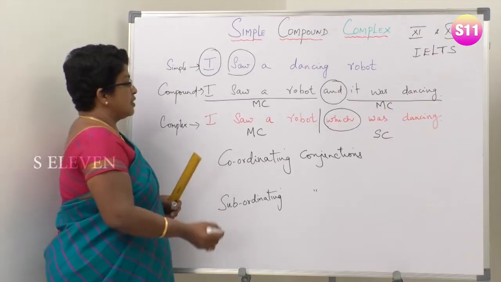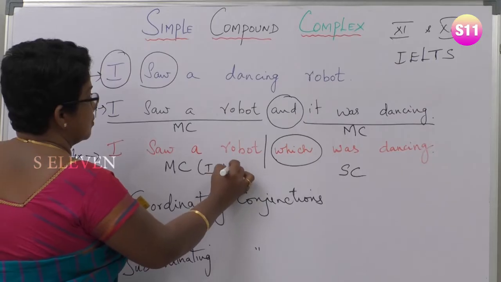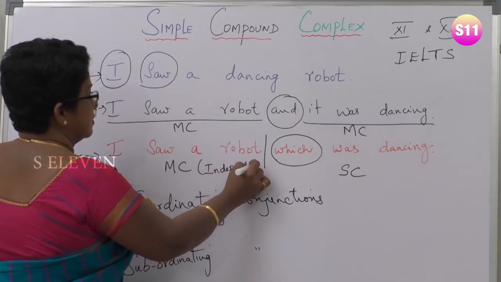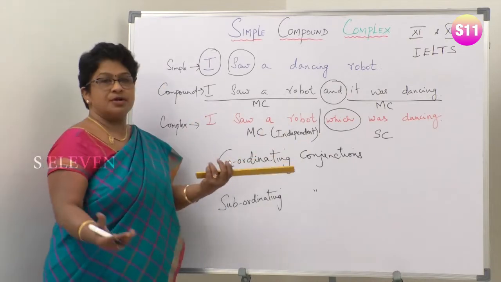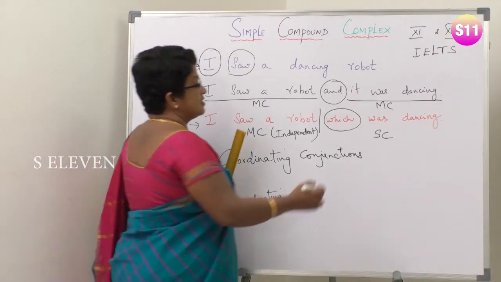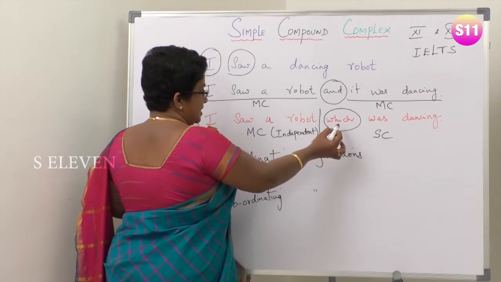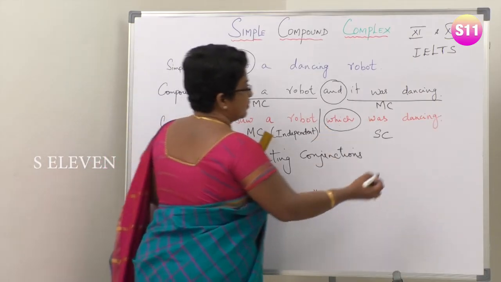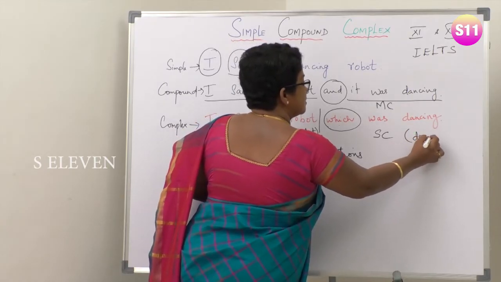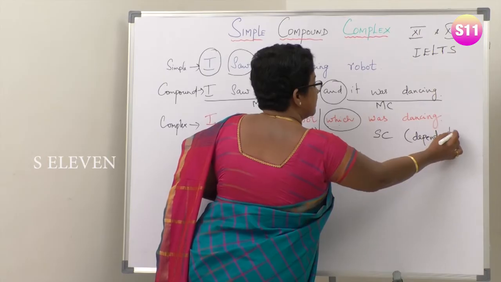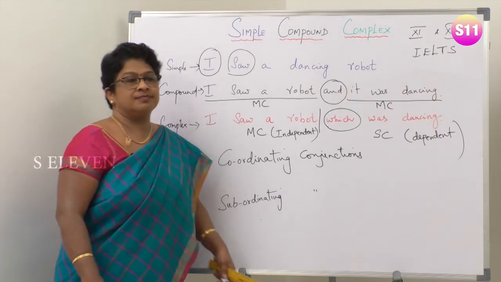So main clauses are also known as independent clauses, because they can stand on their own. I saw a robot, it gives meaning. Whereas this one, which was dancing, is a subordinate clause. The reason is it has a subordinating conjunction. It cannot stand on its own. So it is called a dependent clause. This is independent and that is dependent.